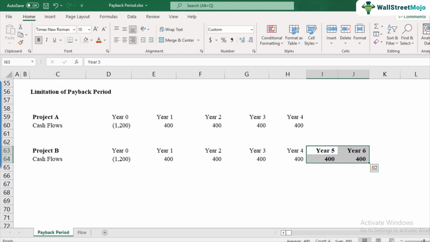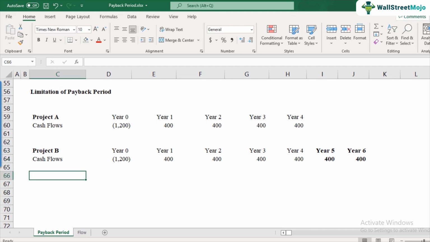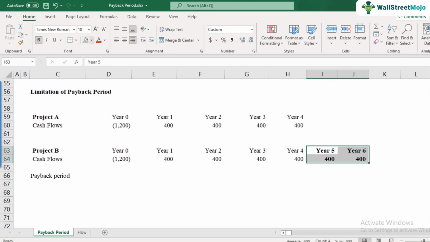Now, which project will you select? According to payback period, both of them are the same, right? So, would you select A or B? According to payback, it's kind of neutral, but you intuitively know that this is generating more cash inflows. So, this becomes another limitation of payback period. It completely disregards what happens after the payback period. Okay, so this is one limitation.